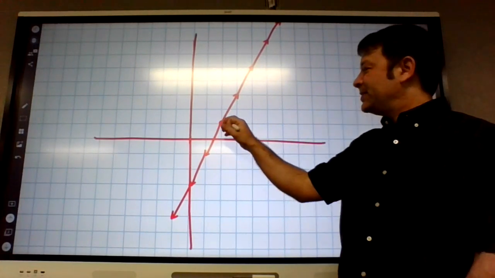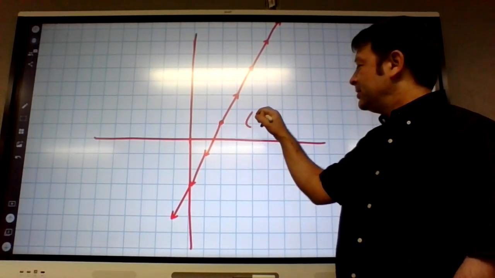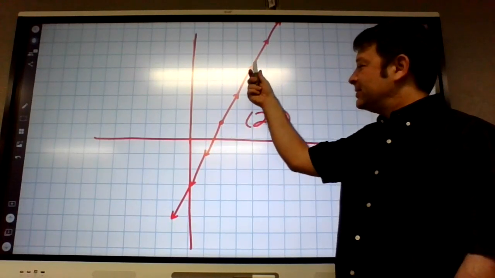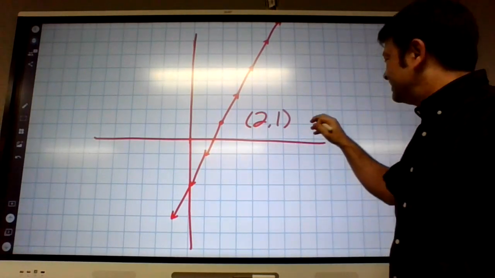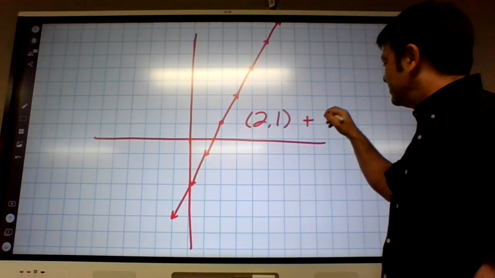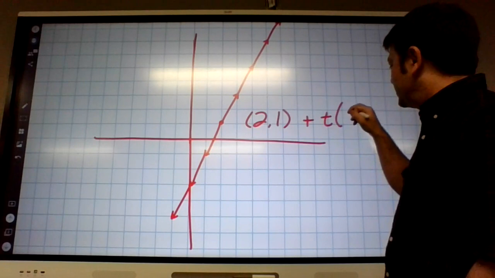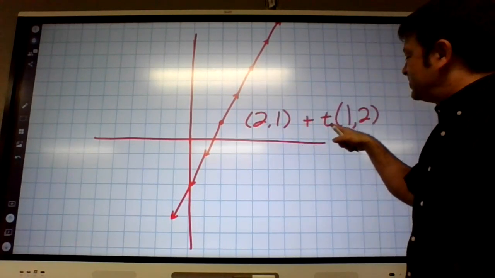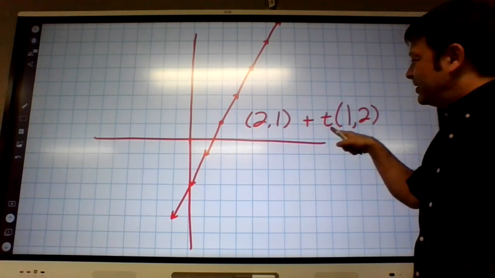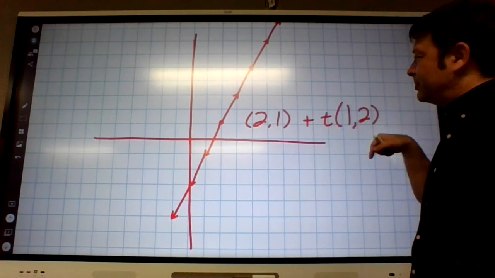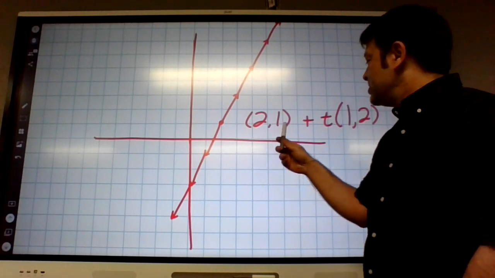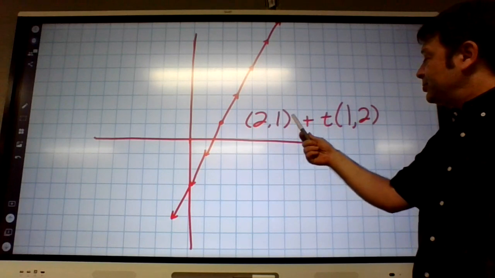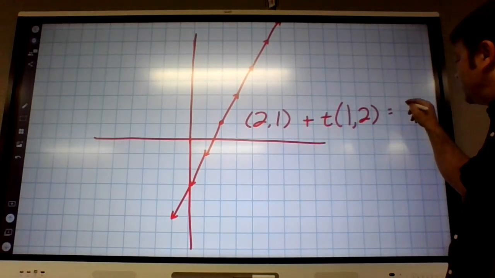If you think of this as the starting point, 2, 1, how do we get anywhere on this vector? Well, the vectors are all 1, 2 vectors, right? They go 1 to the right and 2 up. If you just put a variable on that, you can move it along this line here. So if t was 1, then you'd have 2, 1 plus 1, 2. You'd have a 3, 3 vector.